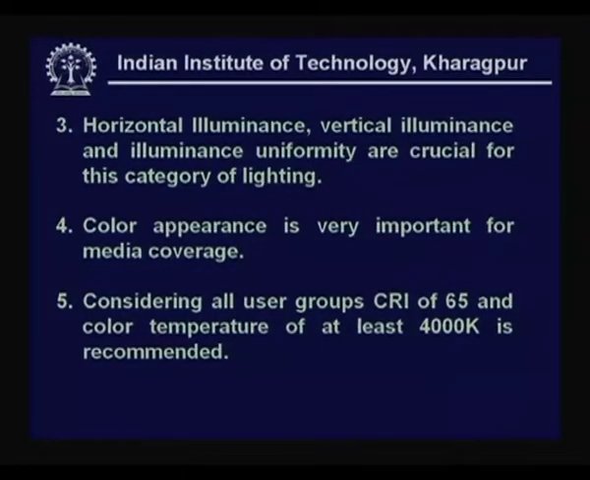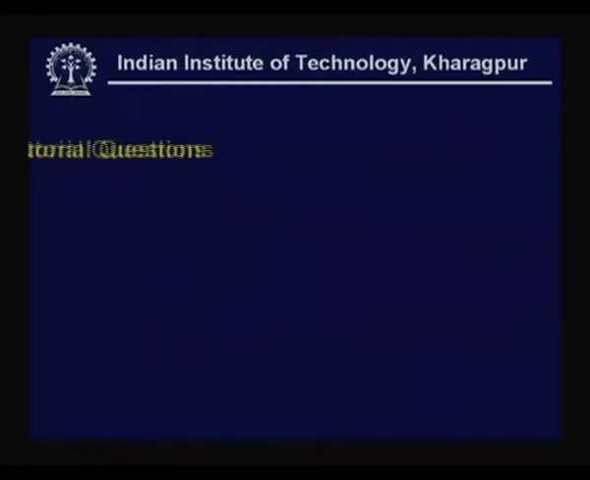From all user groups, we find a CRA of 65 and color temperature of 4000 K is recommended. However, a caution is to be added here that for the high definition television requirement, these 2 recommended values are much higher. CRI becomes 90 and color temperature of 5500 K is recommended for high definition television. For most other things, it is okay.